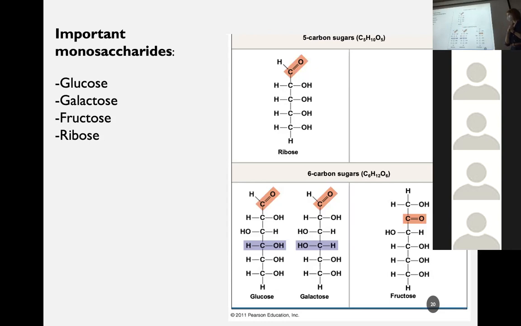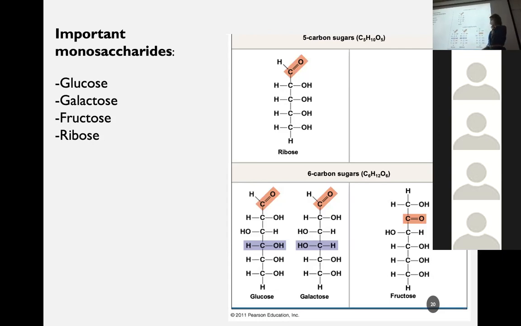And then the tough ones to distinguish are glucose and galactose. So still 6 carbons, carbonyl group coming off the top. The only difference here, crazy enough, is that the hydroxyl and the hydrogen are on opposite sides. So glucose versus galactose, you just flip the H and the OH on the 1, 2, 3, 4th carbon down.